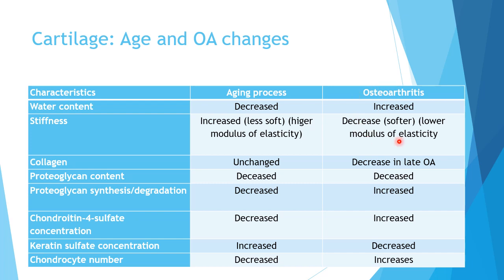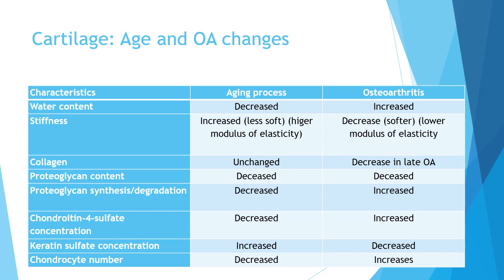The reverse happens with osteoarthritis. The water content increases, and this will result in softer cartilage, or less stiff cartilage, or lower modulus of elasticity.